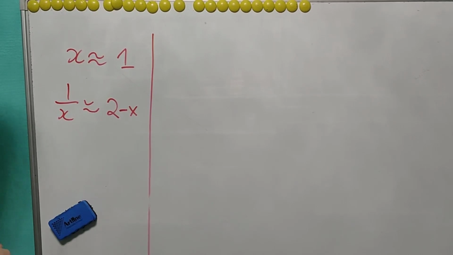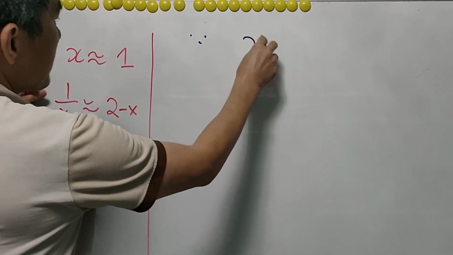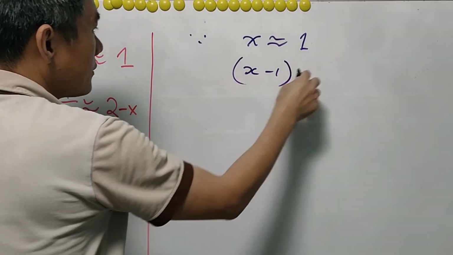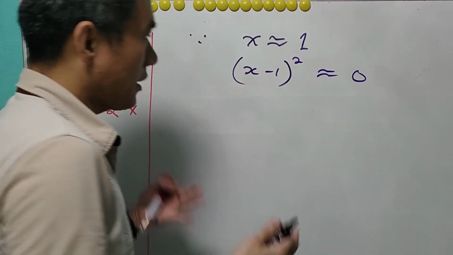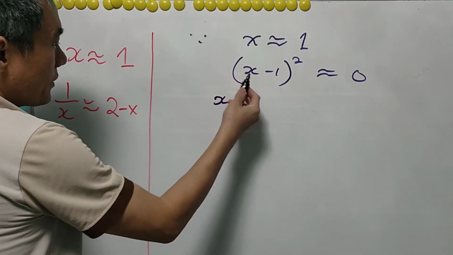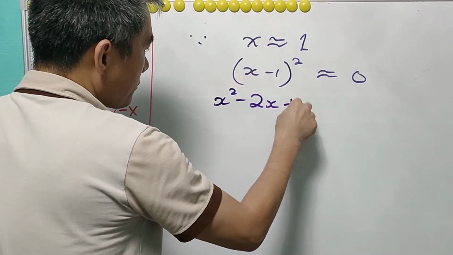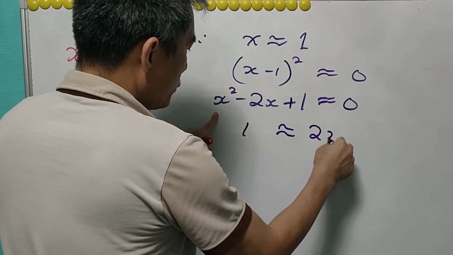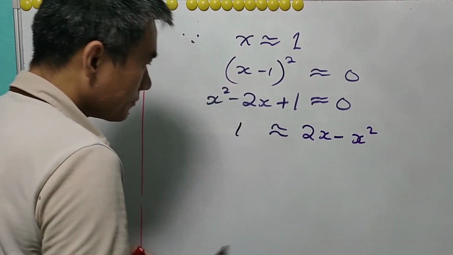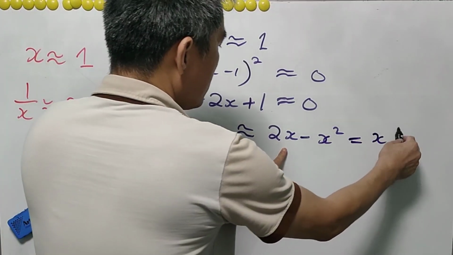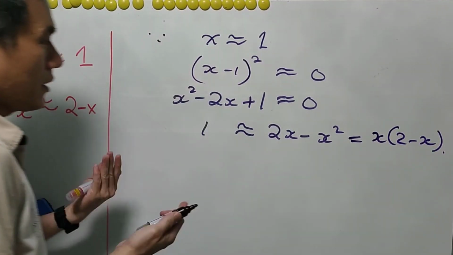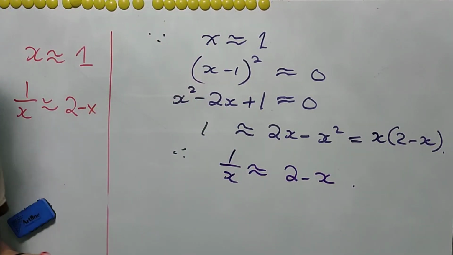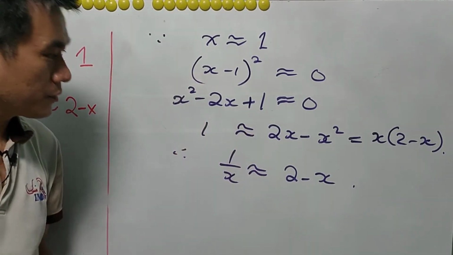The first method is rather simple. Since x is very close to 1, we will suppose (x minus 1) squared is very close to 0, and it can be ignored. So when we expand it, it will be x squared minus 2x plus 1 approximately 0. So 1 will be approximately 2x minus x squared. And this is equal to x(2 minus x). And therefore, 1 over x is approximately 2 minus x. This is the first method that we have.